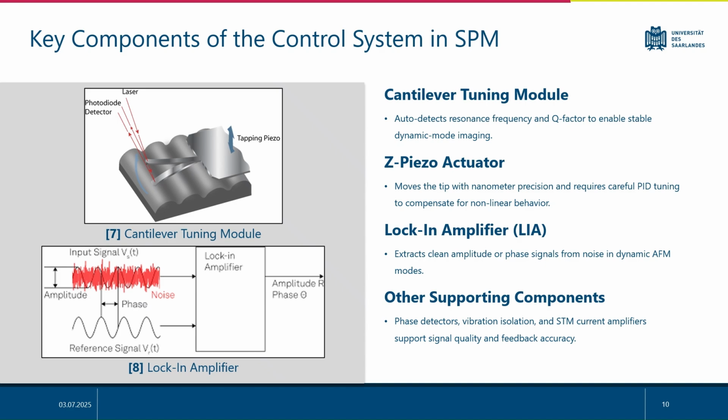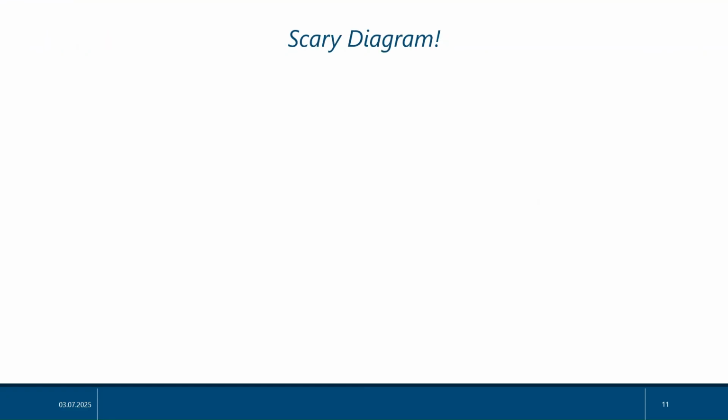Some of the most important control components include the cantilever tuning module, which detects resonance frequency, the Z piezo actuator, which adjusts vertical tip position with nanometer precision, and the lock-in amplifier, LIA, which extracts clean amplitude or phase signals from noisy input in dynamic AFM modes.